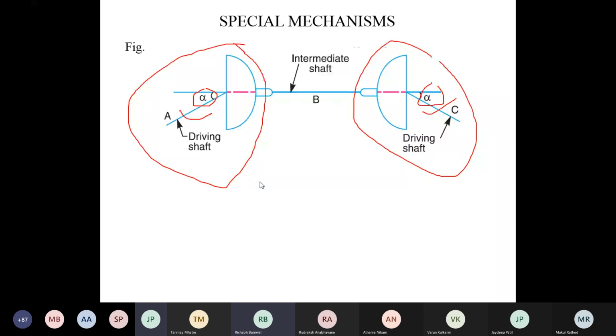Is there any disadvantage of this mechanism, the hook joint? If there is a joint, there is always friction, wear takes place. There is a loss of power. Okay, sir.